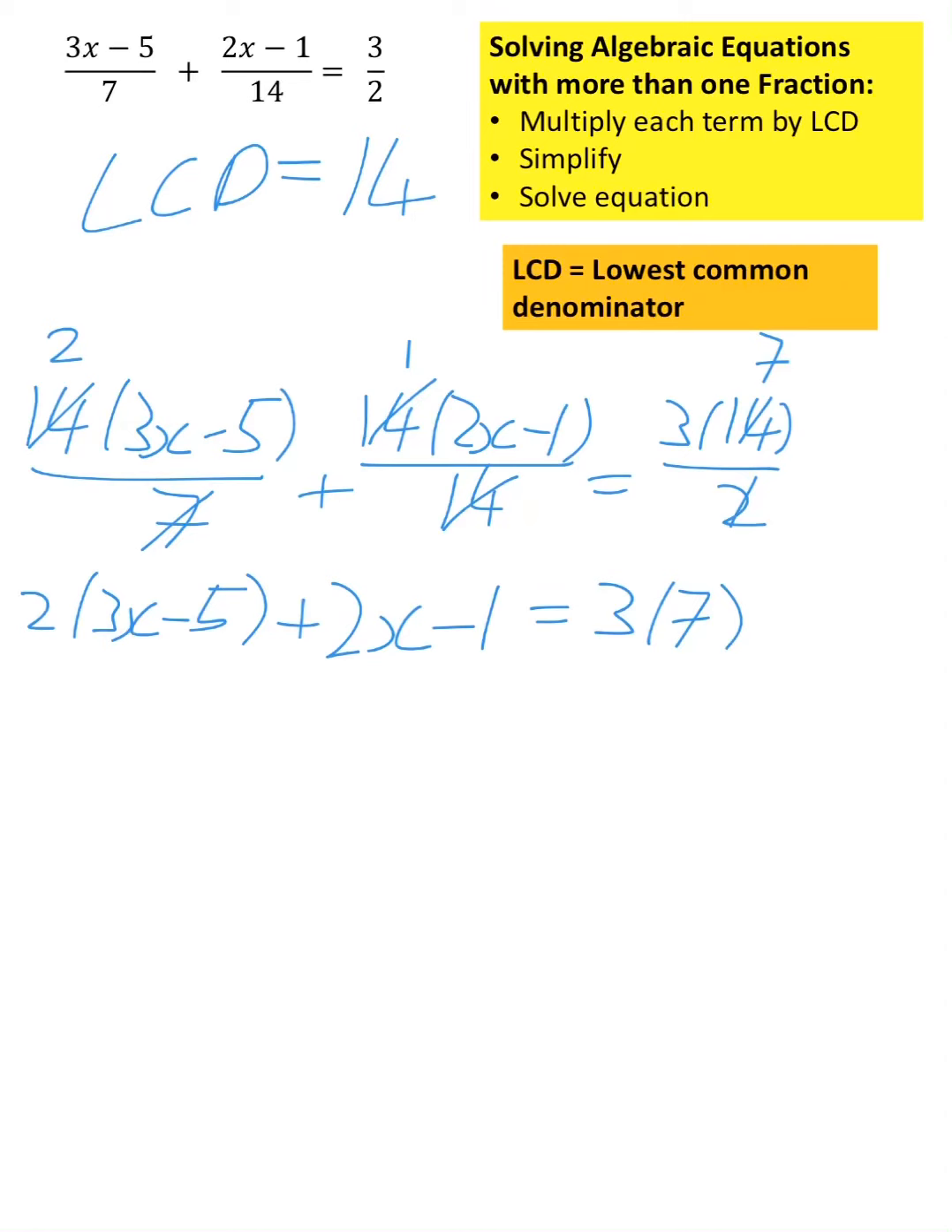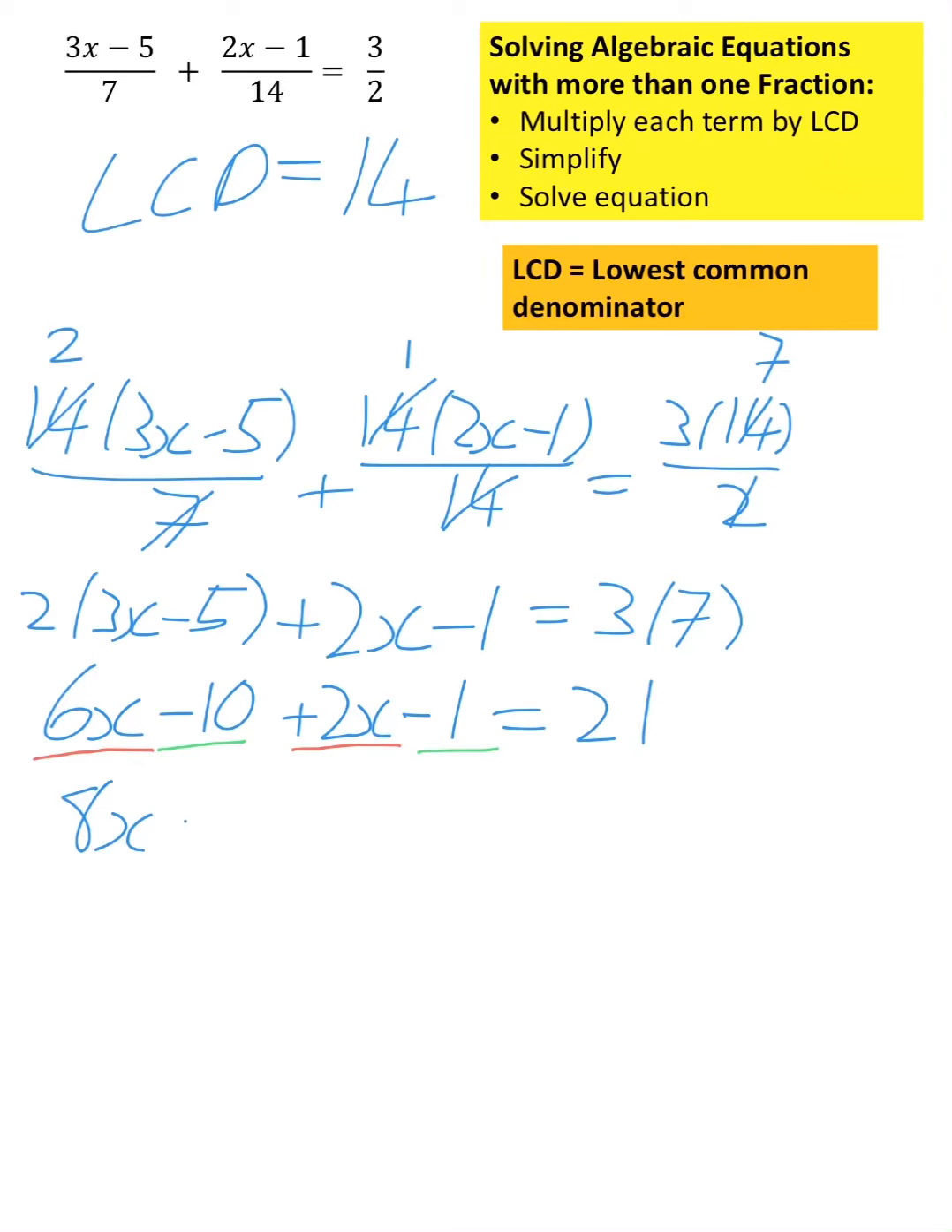First of all, let's expand the brackets. So 2 times 3x is 6x. 2 times minus 5 is minus 10. Then we have 2x minus 1. And 3 times 7 is 21. Okay, let's simplify what we have here. So 6x plus 2x, that is 8x. Minus 10 minus 1, that is minus 11. And it's equal to 21.